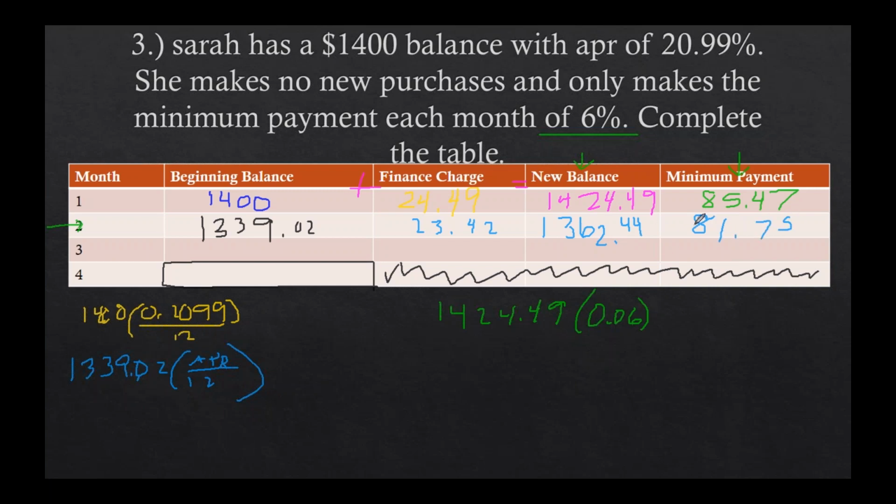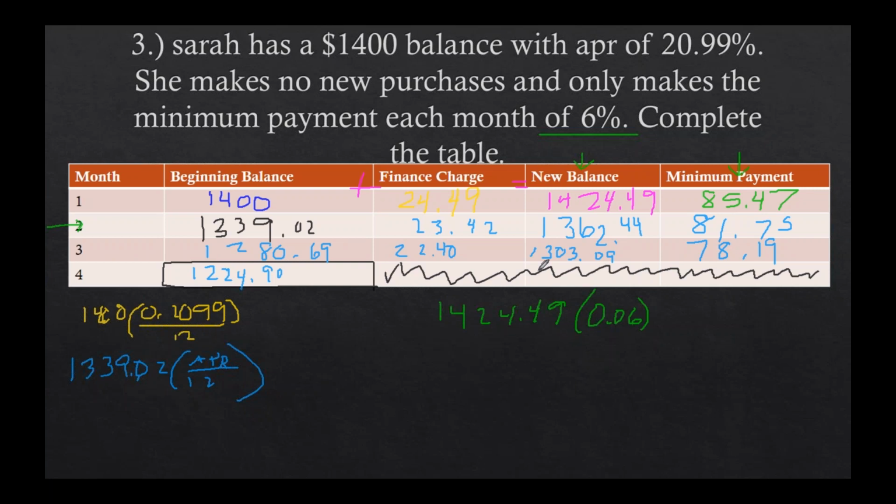Subtract your balance and your minimum payment. So at the beginning of month 3, we owe $1280.69. Again, we multiply by the APR divided by 12 and get $22.40. We add those together to get $1303.09. Multiply by 6% to get $78.19. And as Amanda and Vanessa said, we end up with $1224.90 at the beginning of month 4.